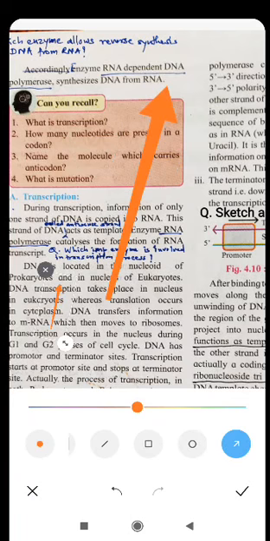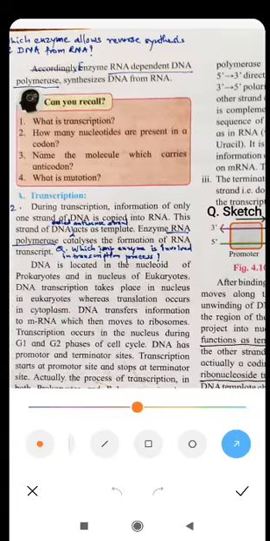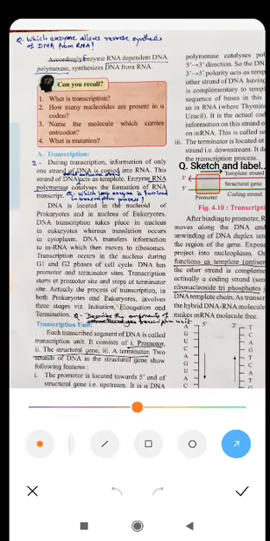Now moving to the actual process of protein synthesis. As we have seen, the central dogma of protein synthesis consists of two main steps. One is transcription and the other is translation. Producing mRNA from DNA is called transcription, and producing protein from mRNA is called translation. Now let us see what transcription is.